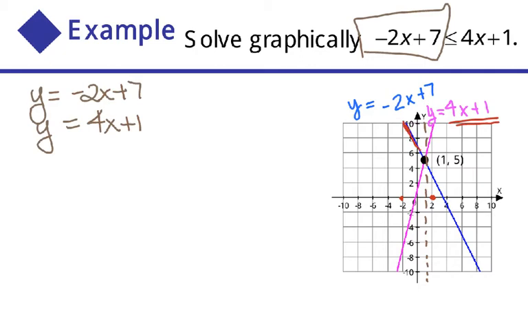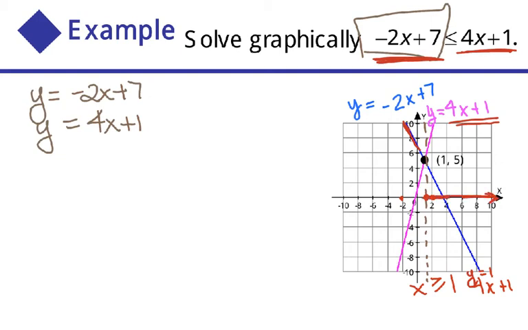We're talking this side. So if x is greater than or equal to 1, then 4x plus 1 is the line on top. And we do want that. We want that to be the bigger one because we want the other line to be smaller than that. So our solution set is this: x greater than or equal to 1.